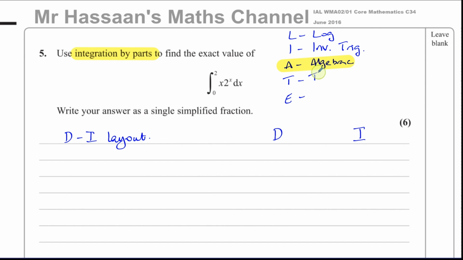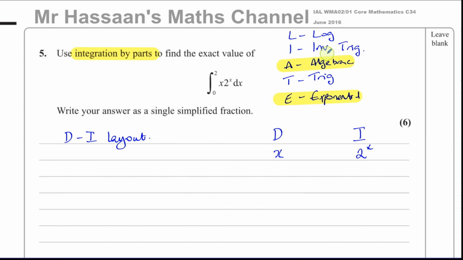And the next thing that comes along is the trig functions, normal trig functions. We don't have any of those here. And then we have the exponential functions like we have here. Exponential, so 2 to the power of x, e to the power of x, 3 to the power of x, and so on. So we have these two. So of course the algebraic one takes precedence. So the D will be x and the I will be 2 to the power of x. If you don't think like this, it's just basically D will be the thing which breaks down the easiest, when you differentiate it. The only time you can't put x there really is when you have a ln in front of it or before it.